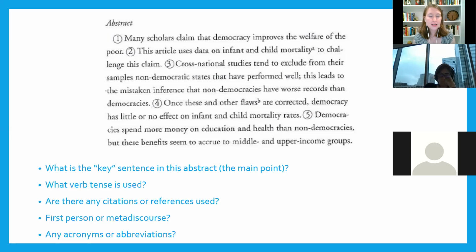Yeah, we got metadiscourse here. So you can see in sentence number 2, this article uses data, okay? If this were a different field, you could write this in first person. You could say, we used data on infant and child mortality. That would be perfectly acceptable in some fields and not in others. Okay, so in this particular study, I don't know if we can generalize this to an entire field because this is only one abstract. But in this particular study, they're using metadiscourse. Finally, do you see any acronyms or abbreviations in here?